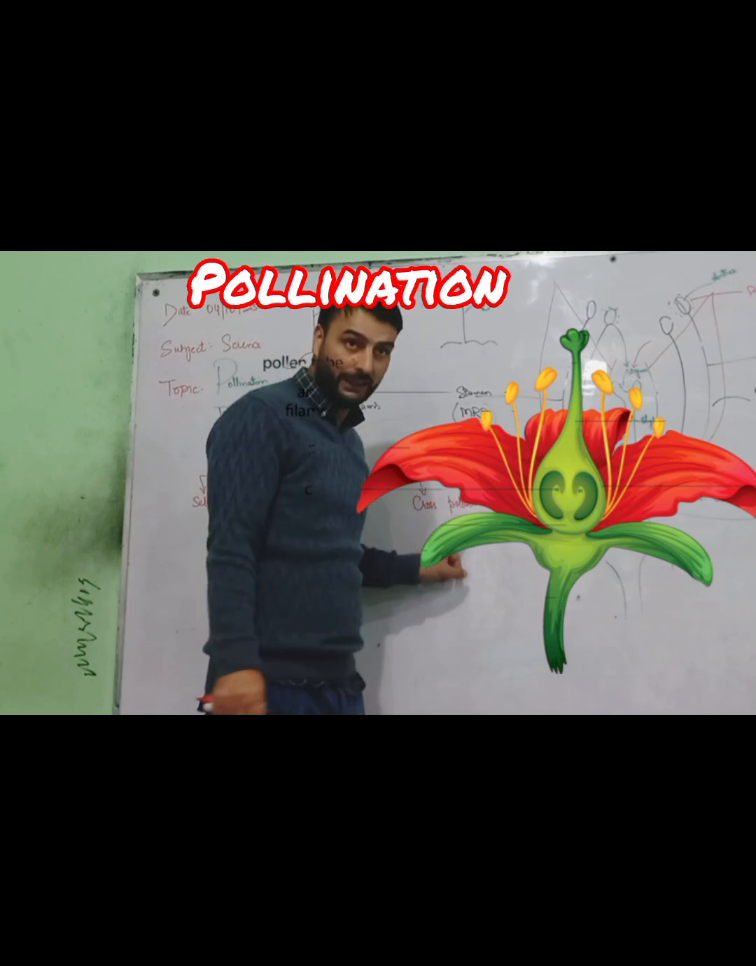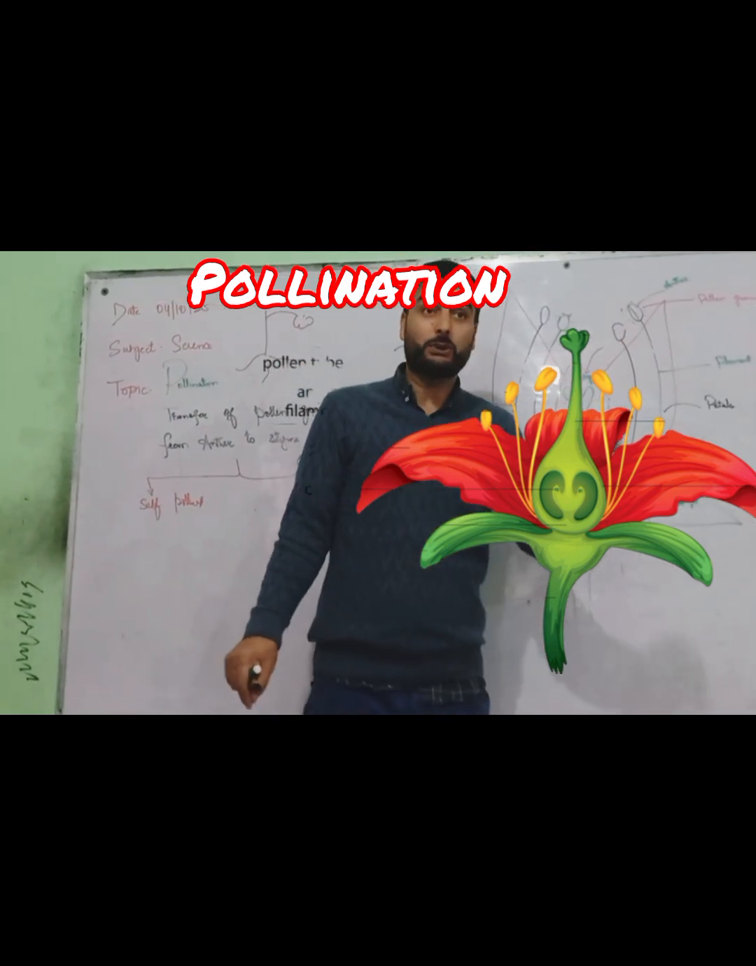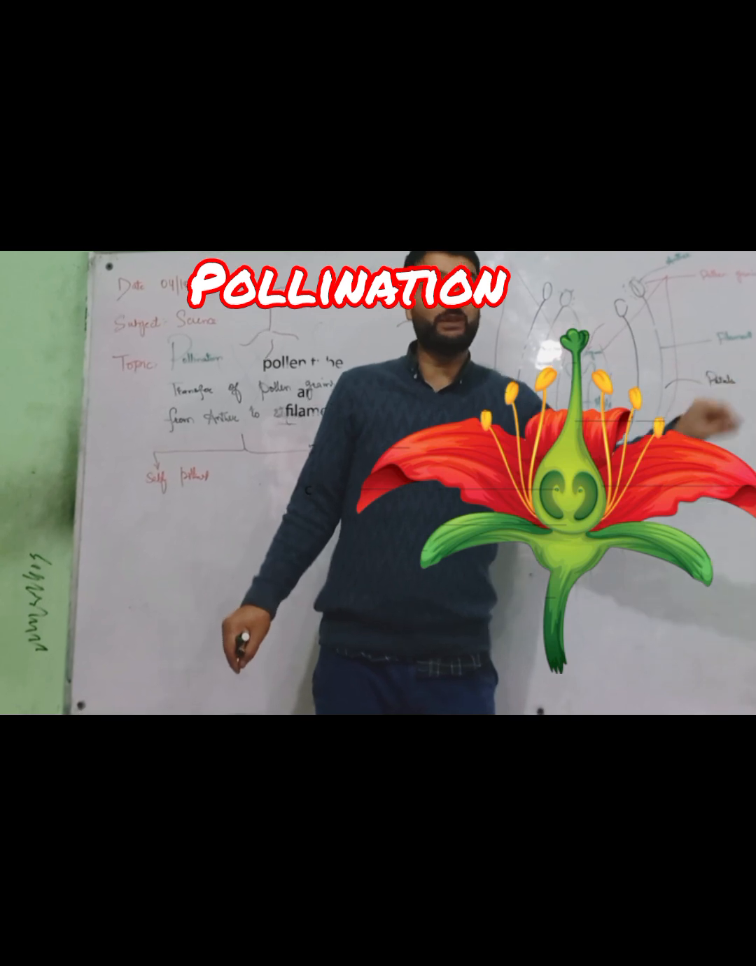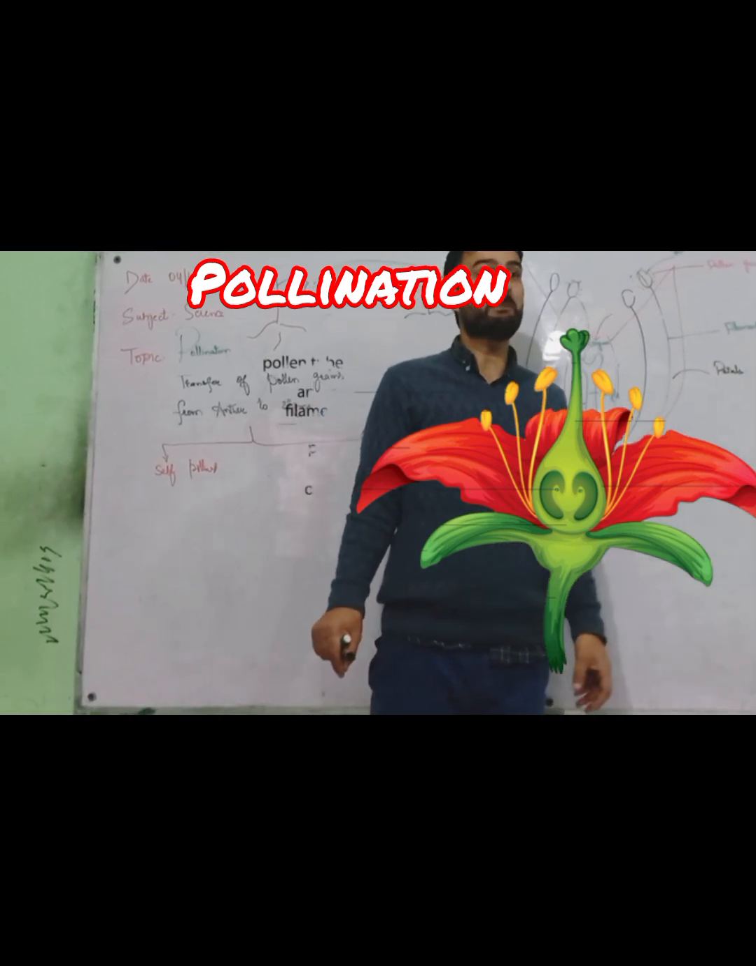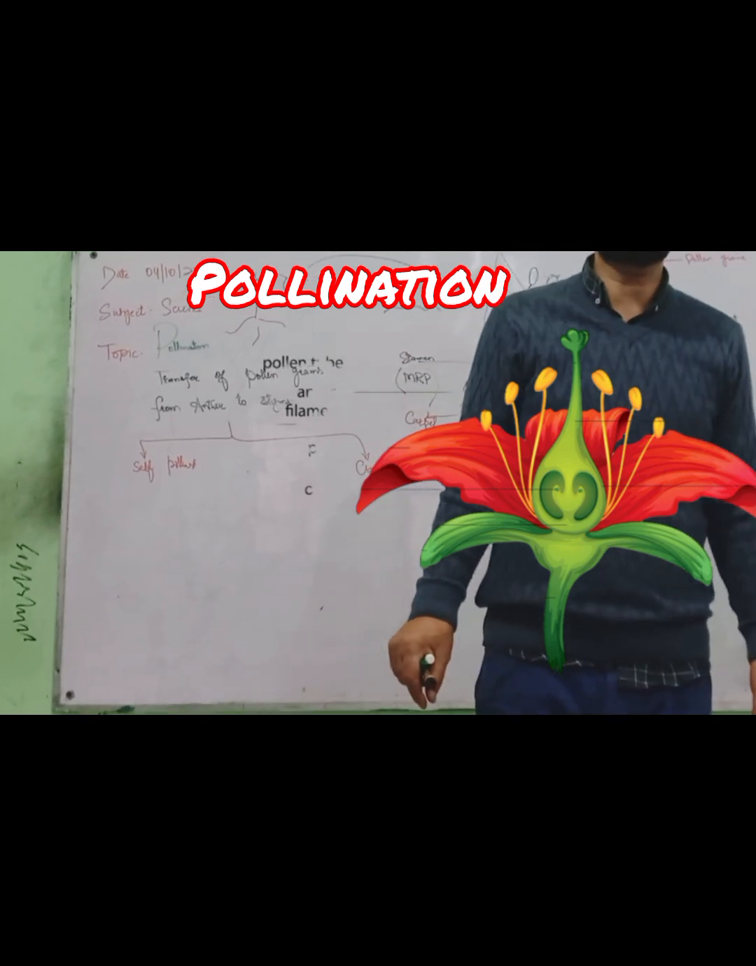While the second one is cross-pollination. Transfer of pollen grains from anther of one flower to the stigma of another flower of a different plant, or another plant, is known as cross-pollination.